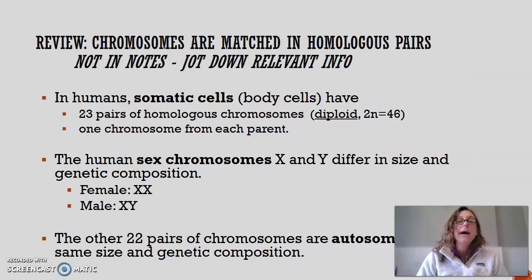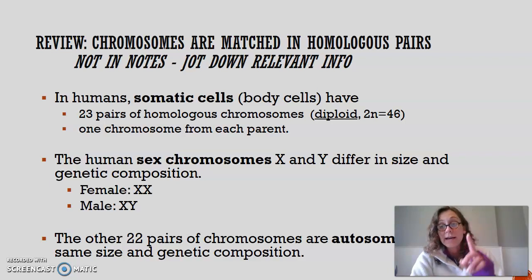So, just a few notes again. I've been talking about this, but this puts it on paper for you. In humans, your somatic cells, your body cells, all have 23 pairs of chromosomes. So all your cells have the same genetic information. They're all diploid cells with 46 chromosomes or 23 homologous pairs, right? Where you got one set from each parent. So you got one set of 23 from mom and one set from dad.